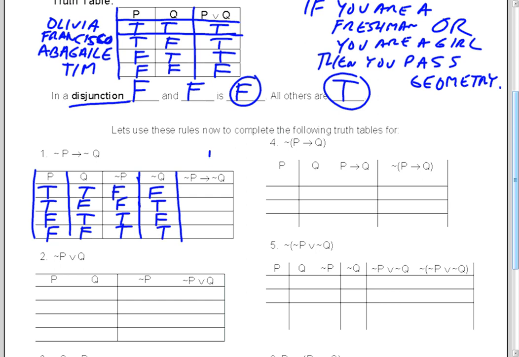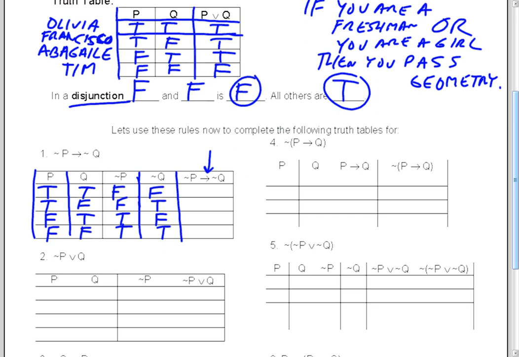What is this symbol right here? Conditional. Go back to page 1. What is the exception, or the thing that you're supposed to remember about the conditional truth? True and false is false. So a true leading to a false.